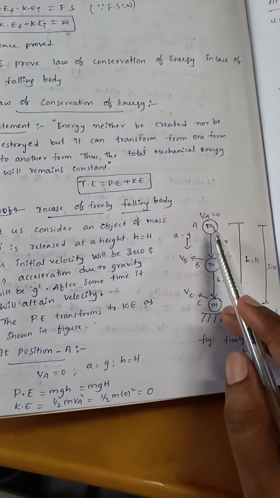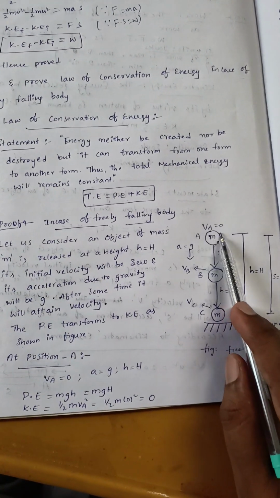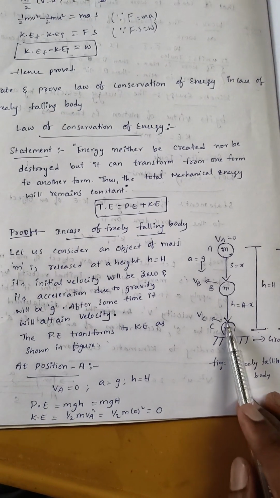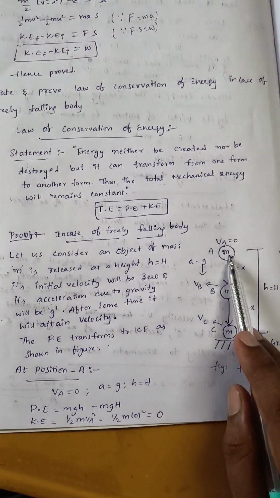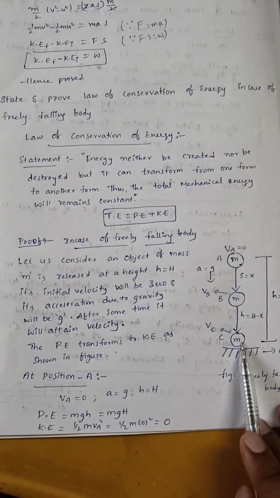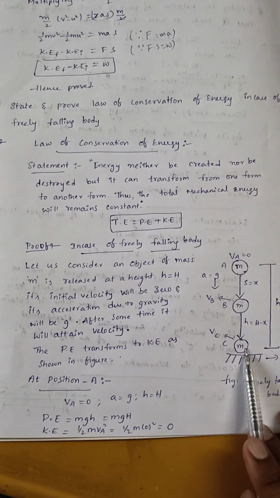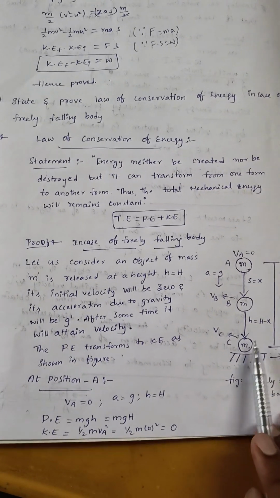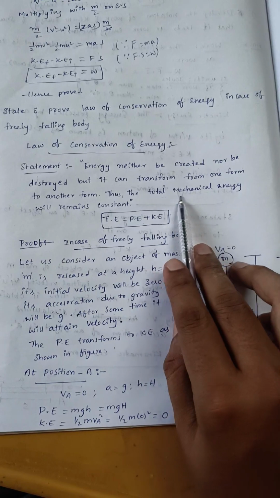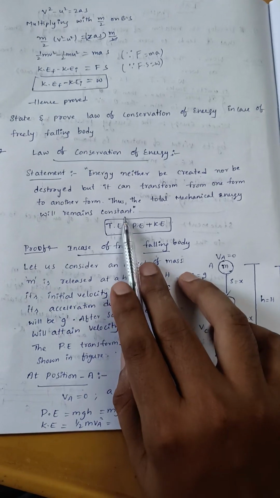By this diagram, for a freely falling body, at the top the potential energy will be there, but no kinetic energy. After some time it reaches the ground. Before reaching the ground, it has some kinetic energy. That means when it is released, it has potential energy, and when it comes to the ground, it has kinetic energy. So by this we know that energy can be transformed from one form to another form. Another thing is that the total mechanical energy remains constant.